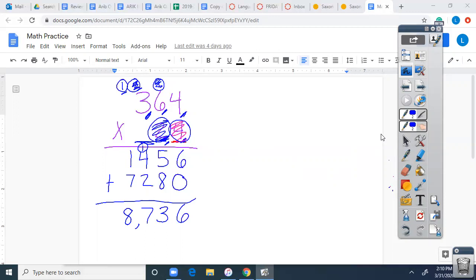8,736 loaves of bread. I don't know if you're hungry right now, but I'm hungry, and a loaf of bread sounds great.